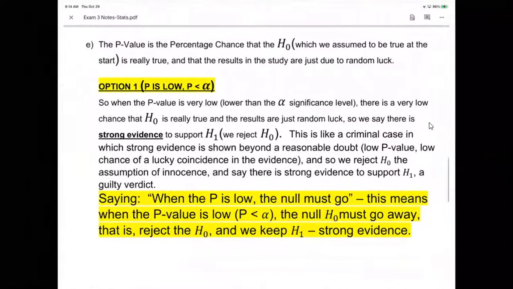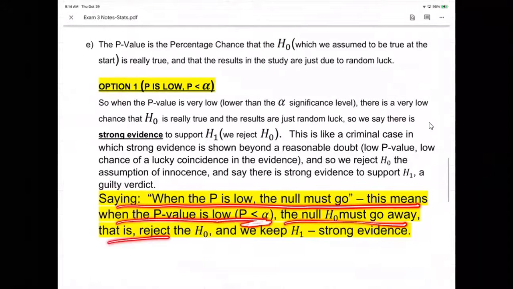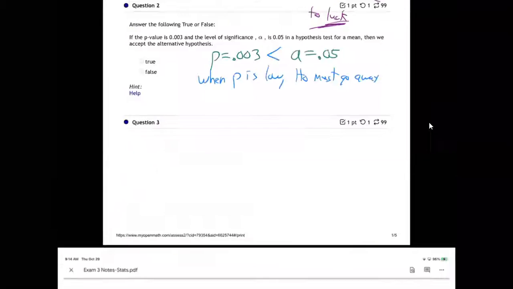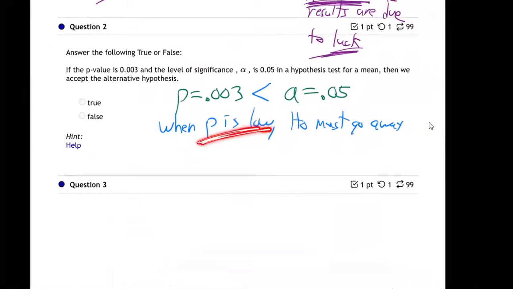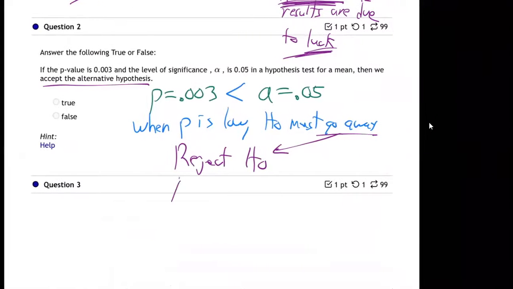So there's option 1, right? There's the saying, when the P is low, the null must go. This means when the P-value is low, less than alpha, the null hypothesis must go away. That is, reject the null, keep H1, strong evidence. That's option 1. I'm giving you the 2 options, trying to make it really clear. That's what they're saying in question 2 here. The P is low, H0 must go away. So that means we reject the null, right? Go away, we reject it. Is that what they said? Yes, and if we reject the null, then we accept H1.